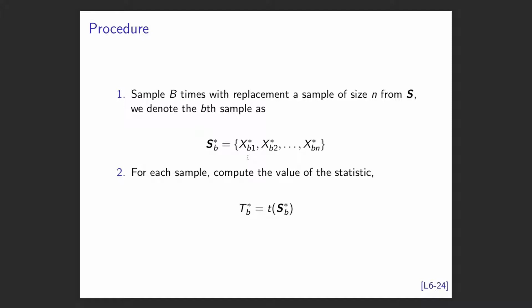And then for each of these new data sets, I compute the value of this statistic. So I go to my first one, I calculate the sample median, go to the next one, sample median, etc. And we'll denote that as T_B star. So the B indicates which sample it's from in the bootstrap, and the star is just to remind me that I've done the bootstrapping.